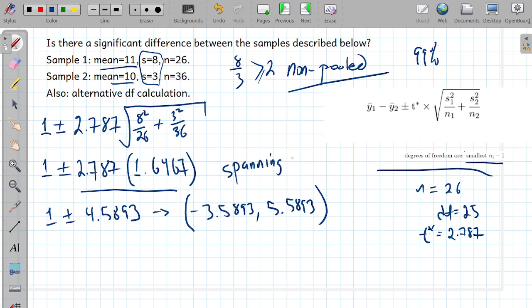Spanning 0 means no difference. So we fail to reject the null hypothesis again. Or we could summarize by saying that the true value, with 99% confidence, the true value of the difference lies between negative 3.6 and positive 5.6. Now, this was done with 25 degrees of freedom.